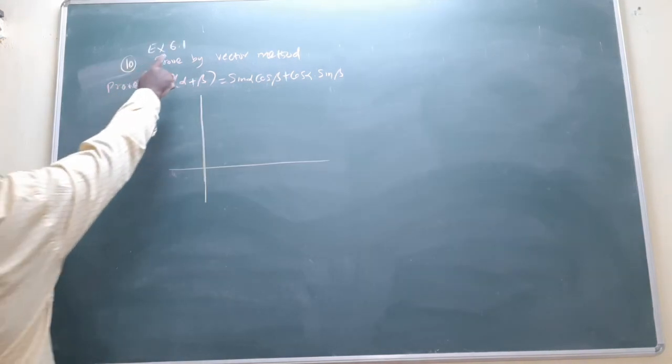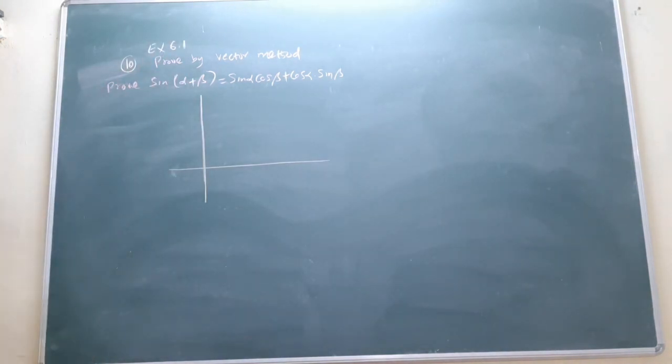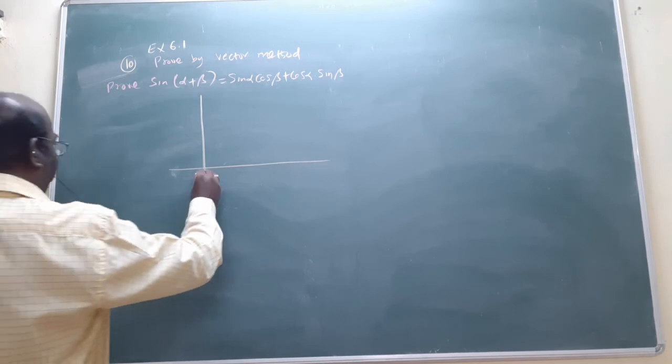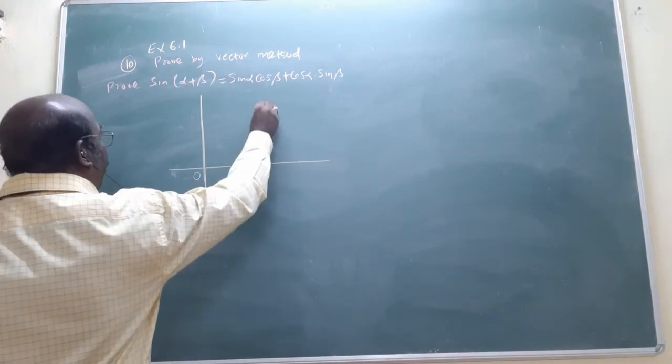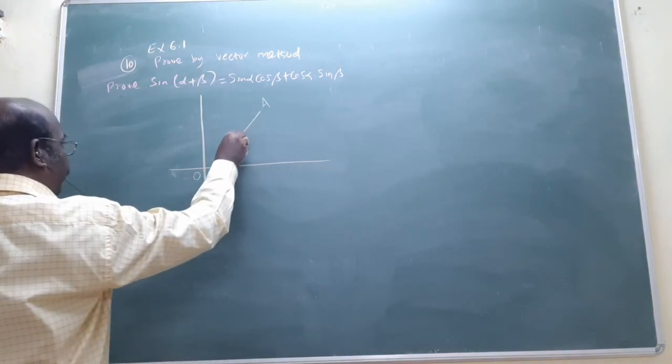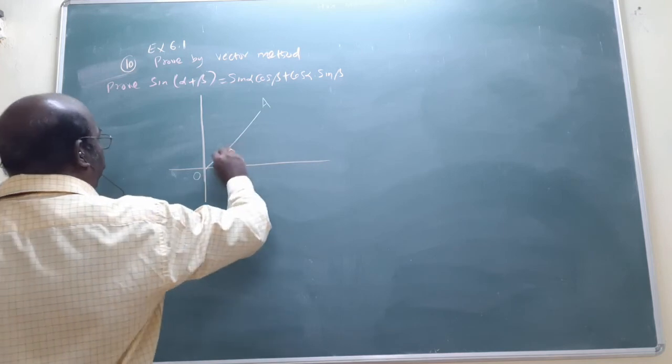Now exercise 6.1, 10th question. Prove by vector method that sin(alpha plus beta) equals sin alpha cos beta plus cos alpha sin beta. It is the same type of problem as the previous one, using the same method.